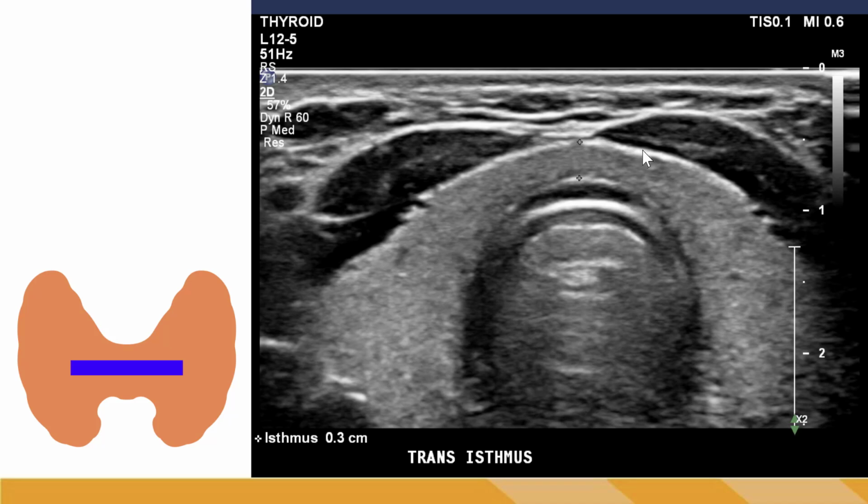There should be a clear fascial plane around the thyroid tissue, and that is the area that you want to include. We start to see some reverberation artifact through the trachea due to the air that is within it, and so sometimes that can make it difficult for that posterior measurement.